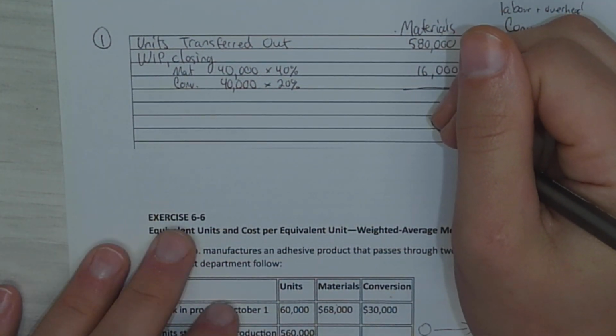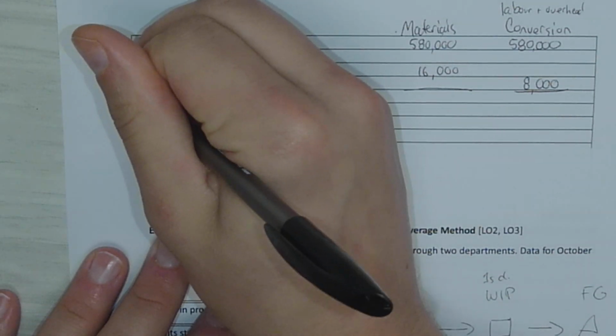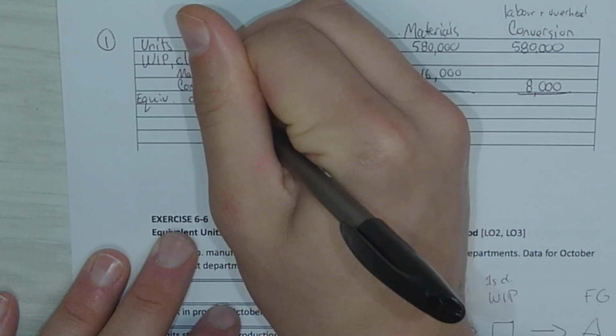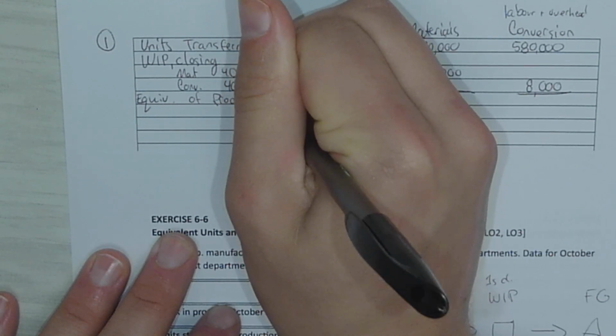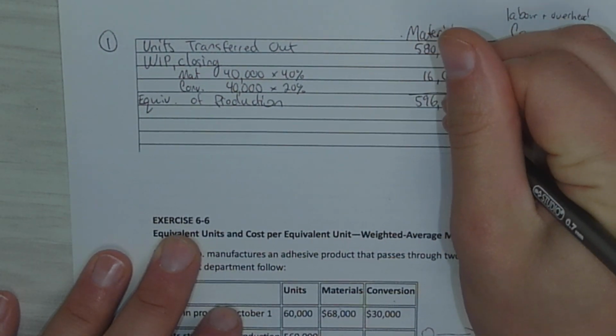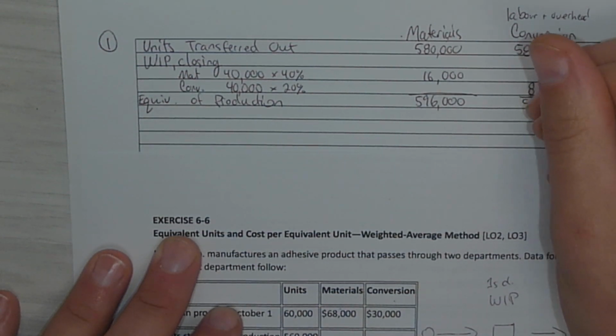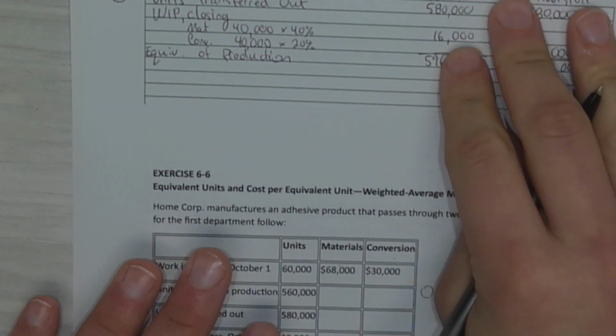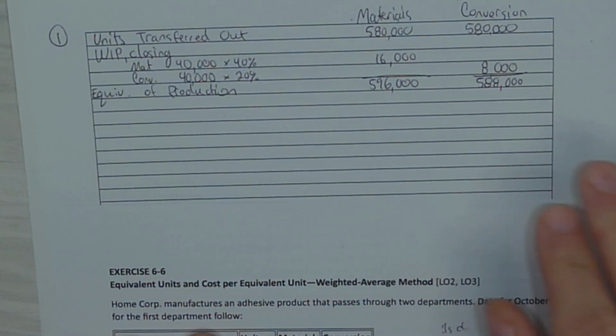That gives us a total equivalent units of production of 596,000 or 588,000. And that answers our first question.